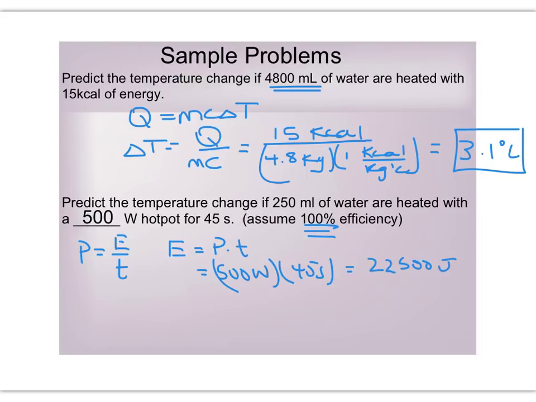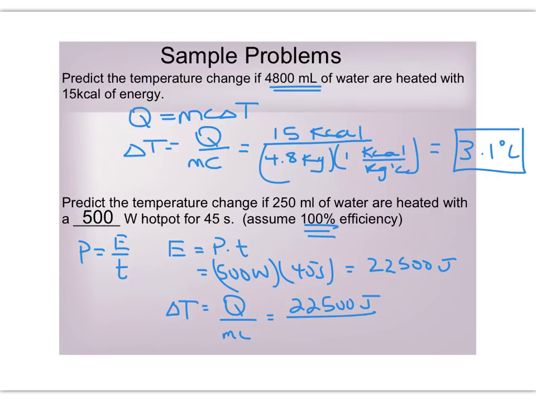That energy is 22,500 joules. And so that energy is now all going to be heat. So if I want to know the temperature change, if I use the same equation from above, it's going to be Q over mc. The heat energy that I got from the hot pot was 22,500 joules.